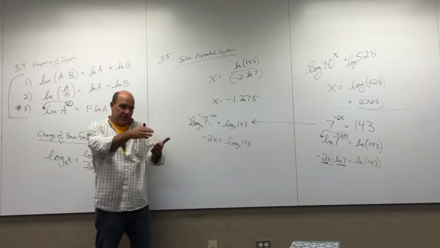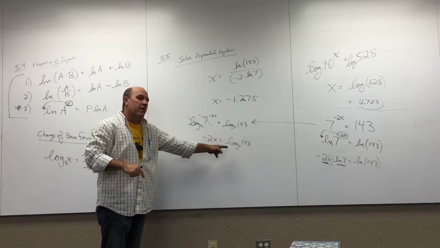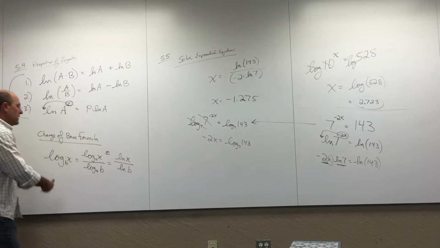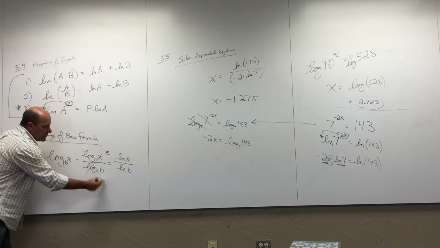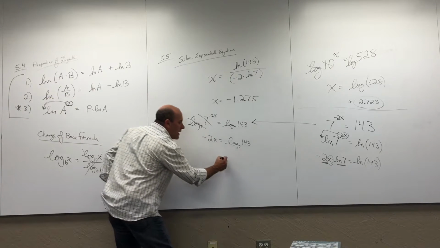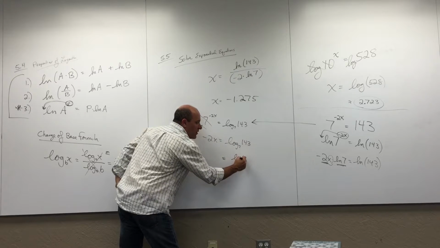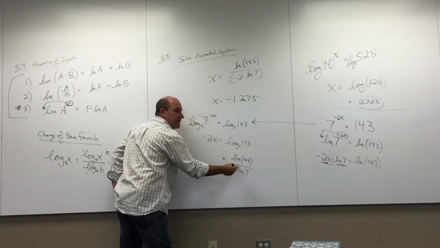Which, again, I search on my calculator and I don't have a log base 7 button, so I'm not real happy. But you know what? I do have a change of base formula. The change of base formula says I can change it to the ln of the x over the ln of the b. What would that be? That would be the ln of 143 over the ln of 7.